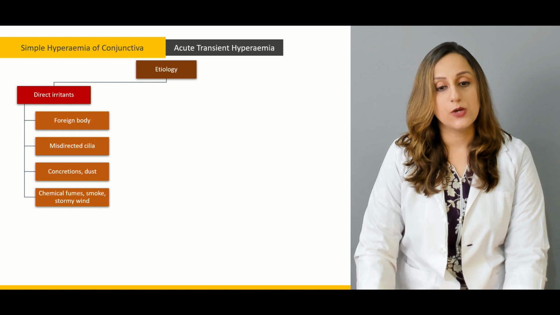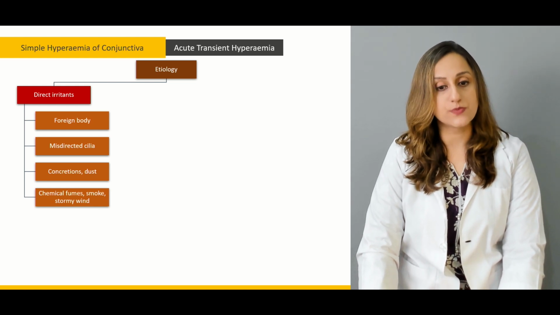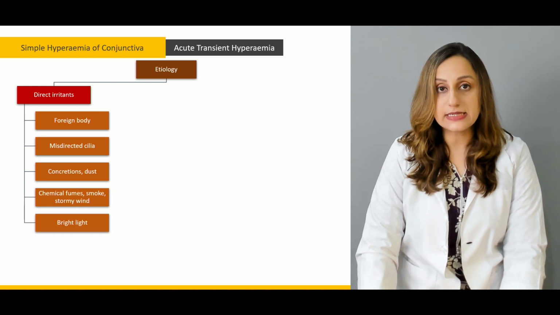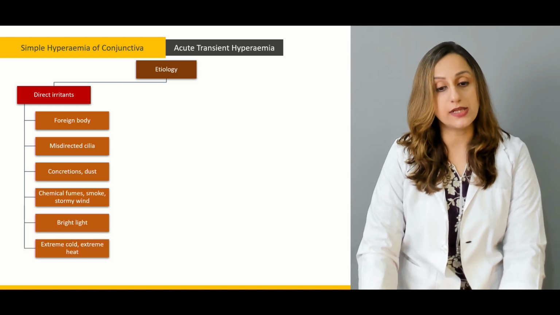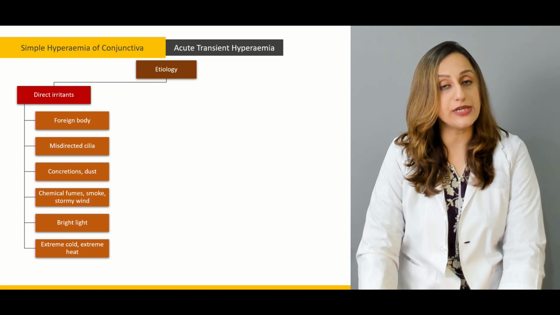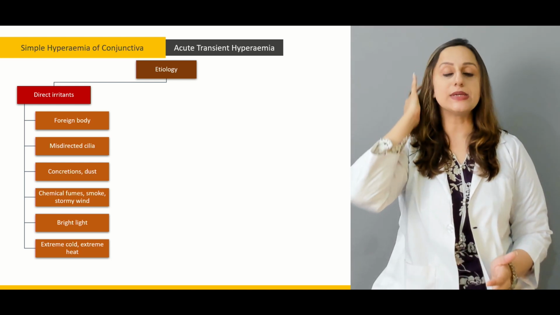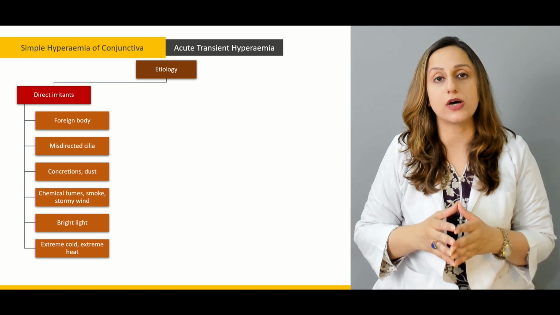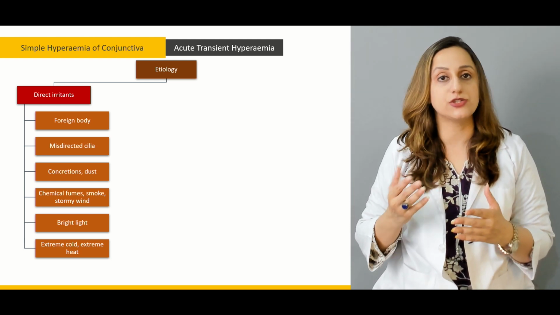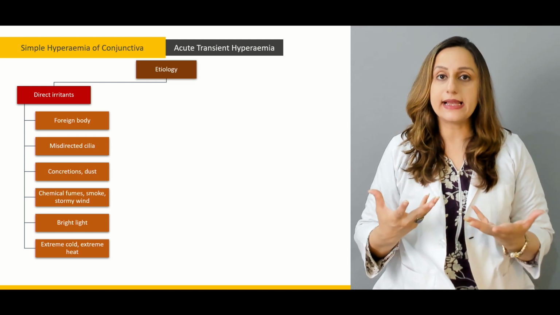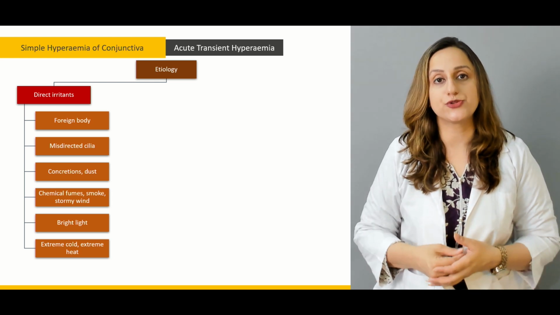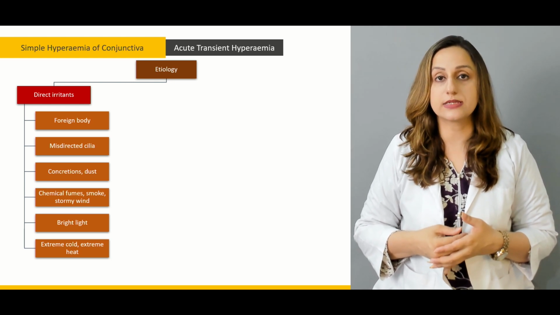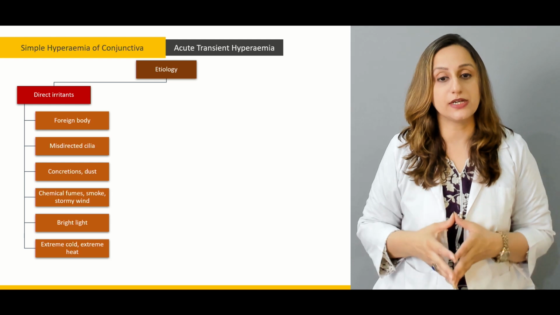We can have chemical fumes, smoke, or a stormy wind. Bright light is one of the irritants as well, which can cause hyperemia, along with extreme cold and extreme heat. So it can be extremes of temperature, and both extremes can cause hyperemia of the conjunctiva. Bright light and exposure to ultraviolet rays can again be irritants causing such simple hyperemia of the conjunctiva.